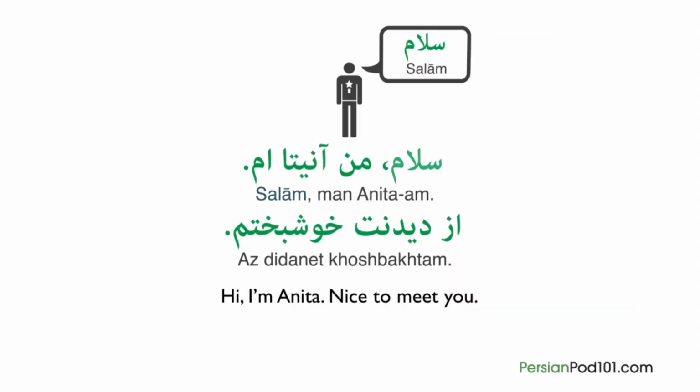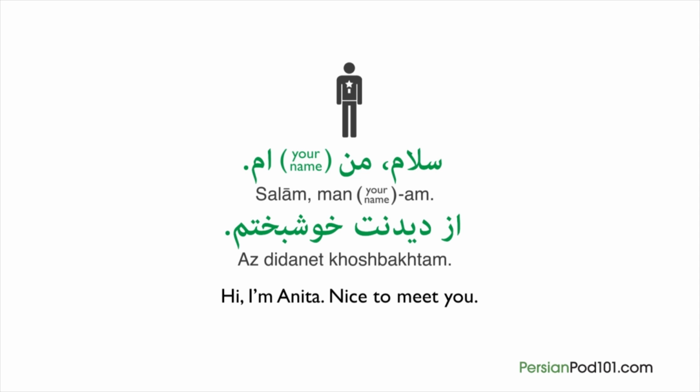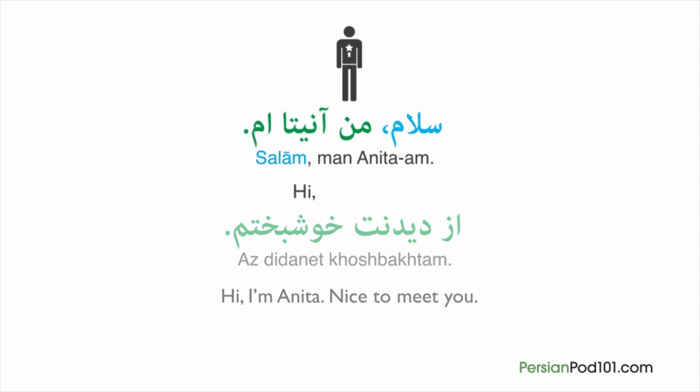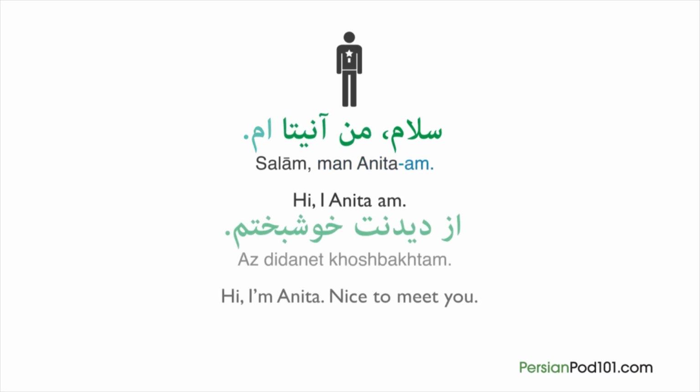Start by saying salam, which means hi. Then say man, I, your name, and then am, which means to be or am. Salam, man Anitaam. Persian word order is different than English. Word for word, this literally means hi, I, Anita, am.